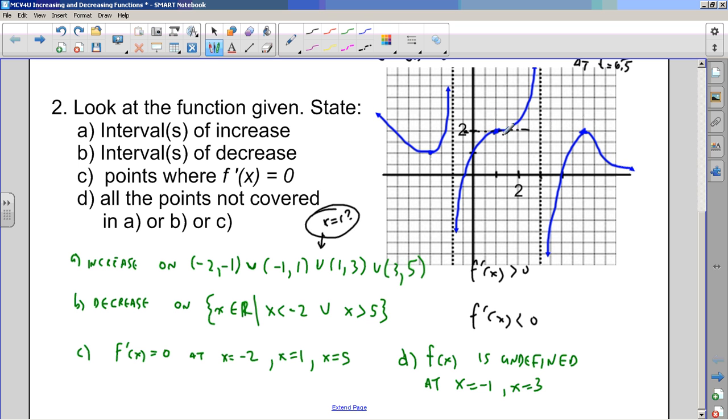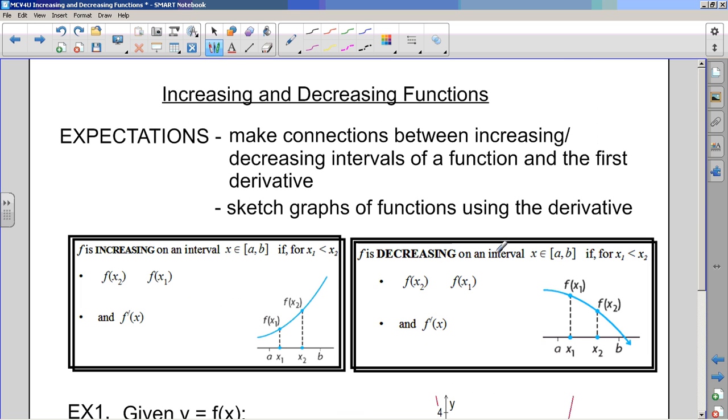But we can see there, there, and there. Three spots where the first derivative is 0, but also there's some weirdness at f at x is undefined at 2 spots as well. And that's the story for that. Let's get into today's stuff.